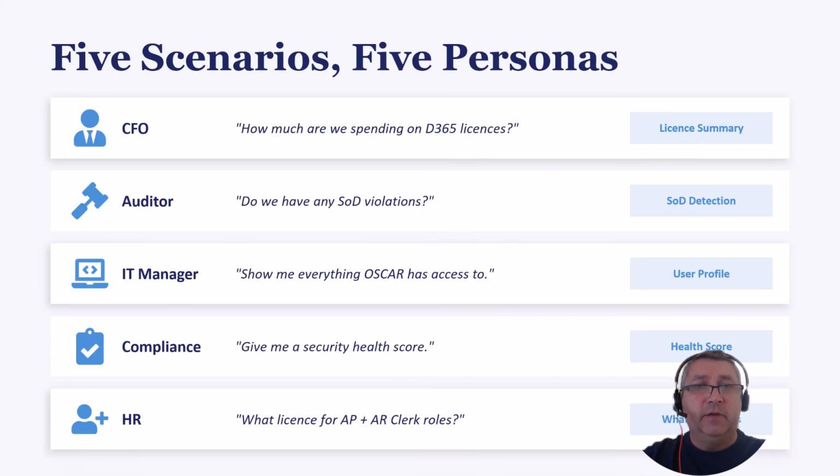First one, CFO asks about the license spend. Second, we investigate the SOD violations, segregation of duties. Then IT manager is investigating one specific user and what kind of access he has. Then we estimate the overall security health score. And the last one is where HR is trying to onboard a new person and needs to identify what kind of licenses they need.